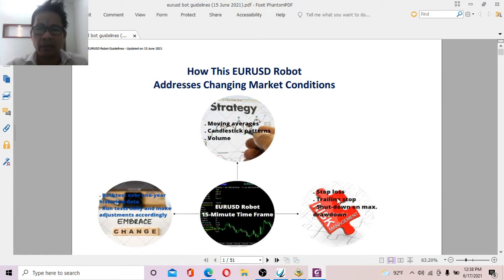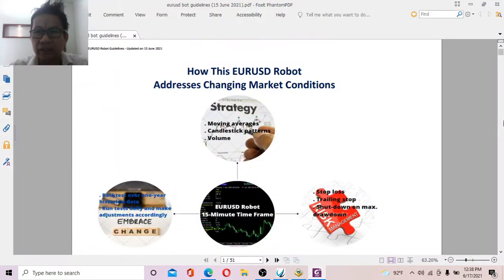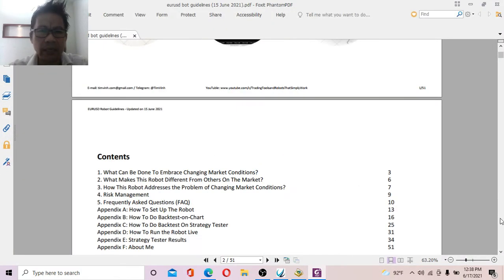Second component is risk management. Basically, I use a stop loss, a daily stop, and the third item is that the robot will shut down when max drawdown is greater than 20% from the last peak. So this is what I'm trying to say.